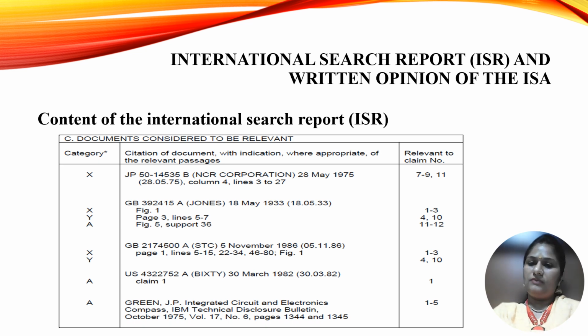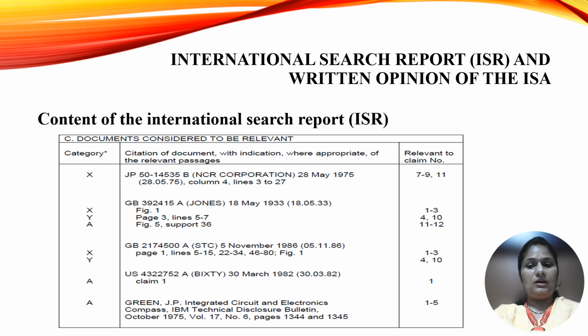And then we have this A also. A depicts technological background, with no objection of lack of novelty or inventive step. O is non-written or oral disclosure, like not properly disclosed. And P is an intermediate document published after the priority date but before the filing date of the application.